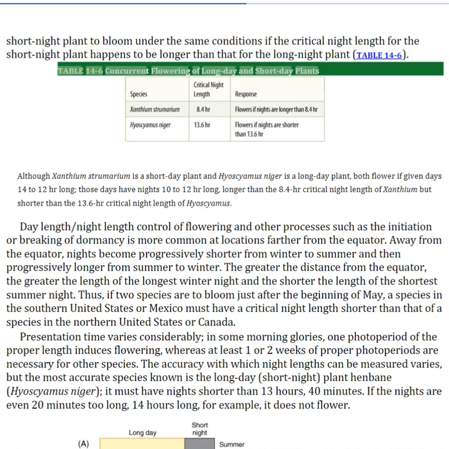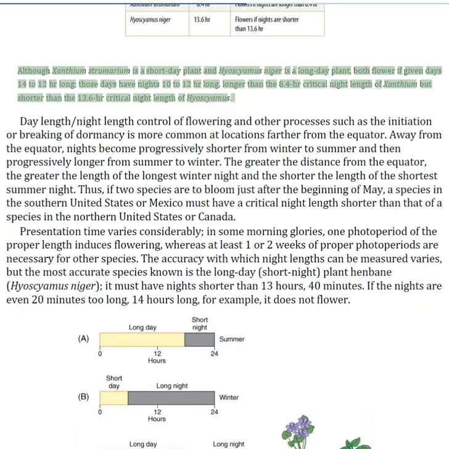Table 14.6: Concurrent flowering of long day and short day plants. Although Xanthium strumarium is a short day plant and Hyoscyamus niger is a long day plant, both flower if given days 14 to 12 hours long. Those days have nights 10 to 12 hours long, longer than the 8.4 hour critical night length of Xanthium, but shorter than the 13.6 hour critical night length of Hyoscyamus.